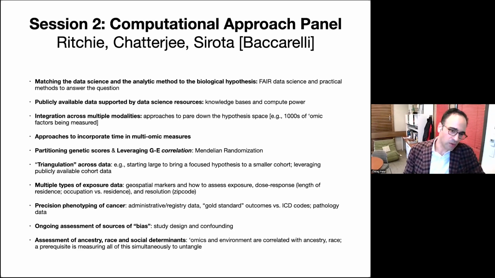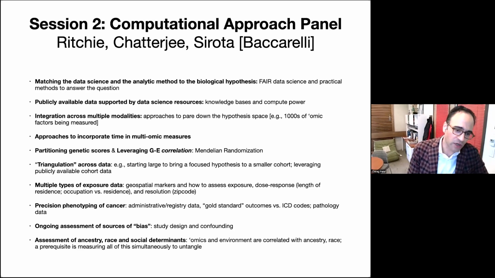Triangulation across data. So starting large and with a focus to develop a focused hypothesis, potentially in a large publicly available data set, maybe drive it down to a smaller cohort, and then later on try and investigate it in a biological system. Multiple types of exposure data, very hard to integrate those. Methods to precisely phenotype cancer.